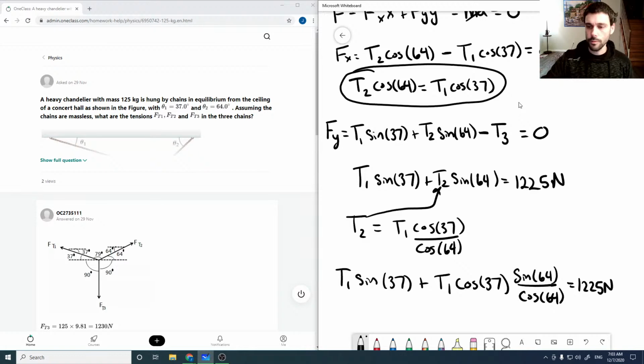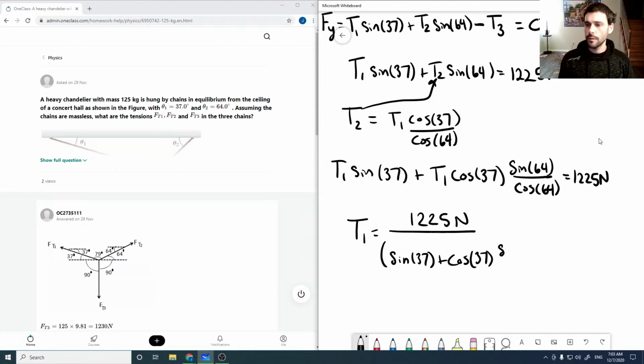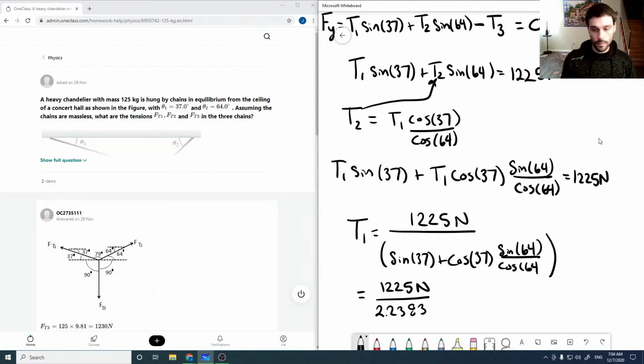Or we can pull the T1 out and completely solve for it. So T1 is 1225 divided by sine 37 plus cos 37 sine 64 over cos 64. So I've just completely pulled T1 out, and now we just have numbers. And so that's just equal to 1225 newtons over 2.2383, which is 547.06 newtons.